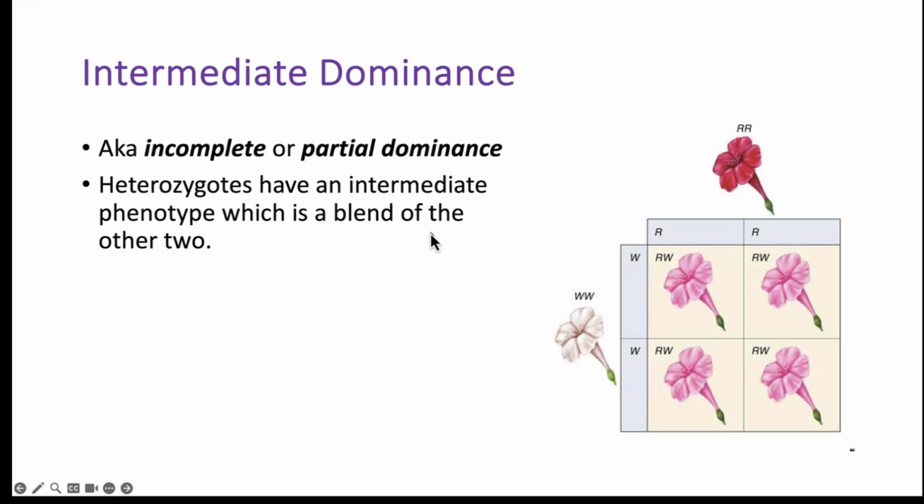And then we have intermediate dominance. So this is where we get a blend. Intermediate, incomplete, or partial, you might see. And this is the classic one we talk about with these flowers, where the red flower and the white flower in the heterozygous condition give you pink. So it's an intermediate phenotype, which is a blend of the other two.